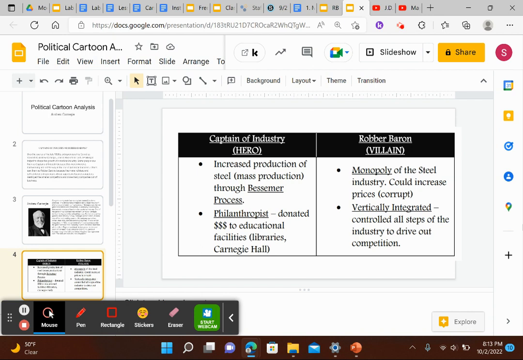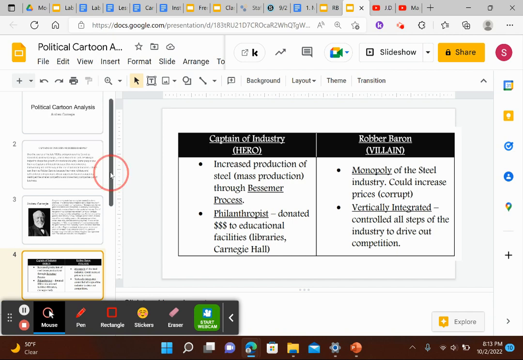He vertically integrated, which meant he controlled all the steps of the industry and steel to drive out competition. So while J.D. Rockefeller bought all oil refineries so no one else could refine oil, what Carnegie did was he bought out all of the major steps along the way to producing and distributing steel.